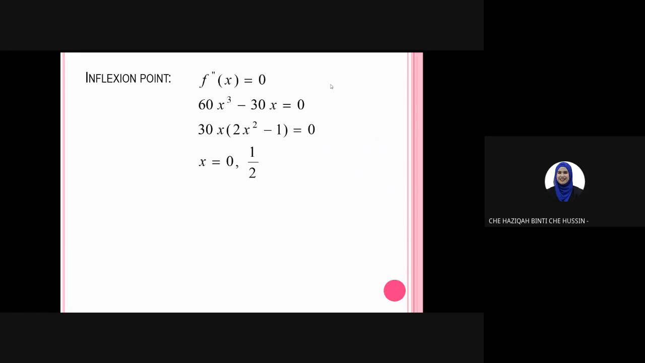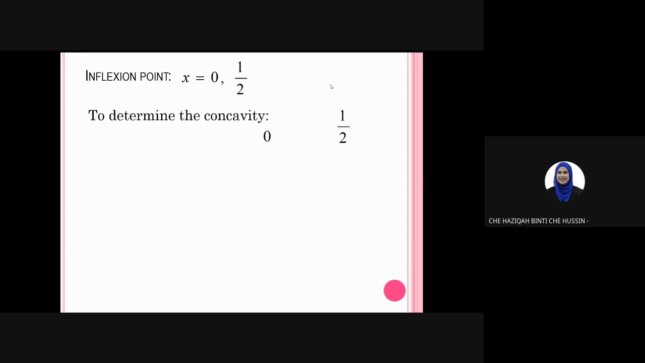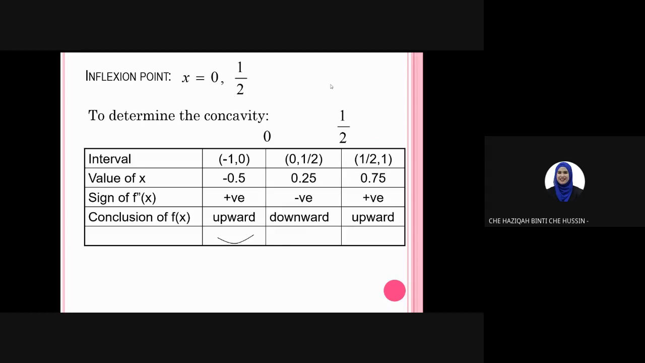For the inflection point, f double prime x equal to 0. So we can find the values x equal to 0 and 1 over 2. To determine the concavity, the intervals are negative 1 to 0, 0 to 1 over 2, and then 1 over 2 until 1, the domain interval. So the value of x we can choose in between these intervals: negative 0.5, in between this one 0.25, and then in between 0.5 and 1, we can choose 0.75.